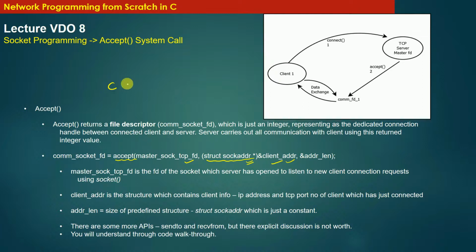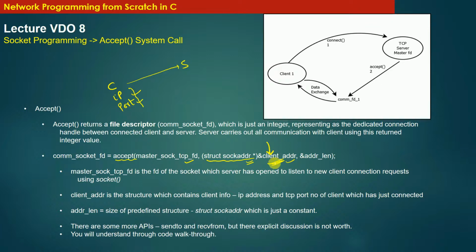So when the client sends a connection request to the server, the client will have some IP address, as well as the port number on which the client is listening. This information of the client gets stored in this client address structure on the server side. So on the server, the client information, that is the IP address and the port number, gets stored in this structure when the client connection request arrives on the server.